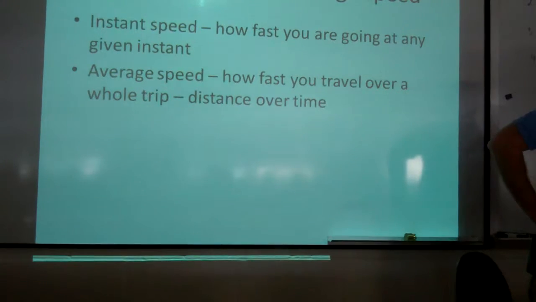Alright, instant speed or instantaneous speed is how fast you're going at any given instant. Average speed is how fast you're going over the whole trip. So that's just distance over time for average speed.